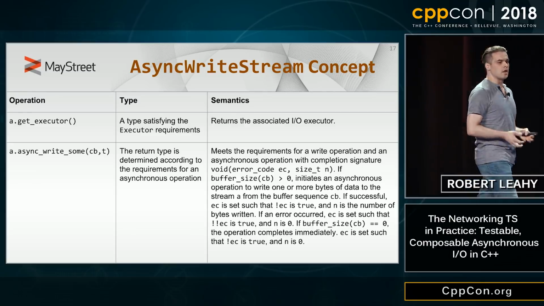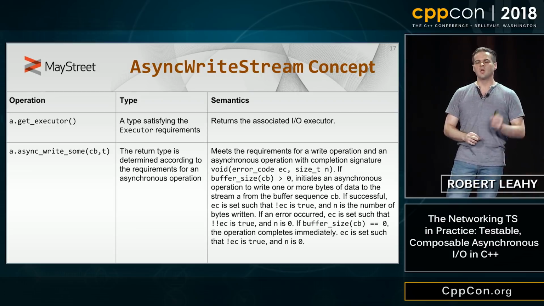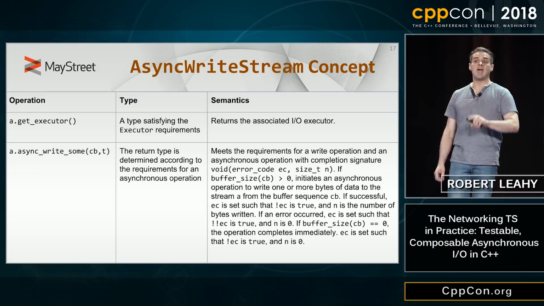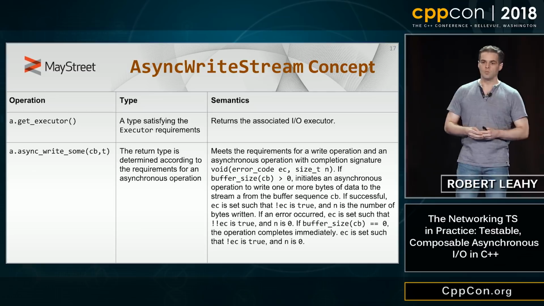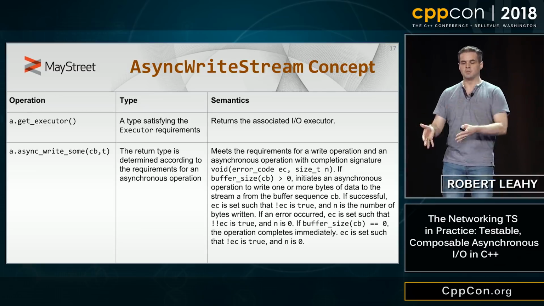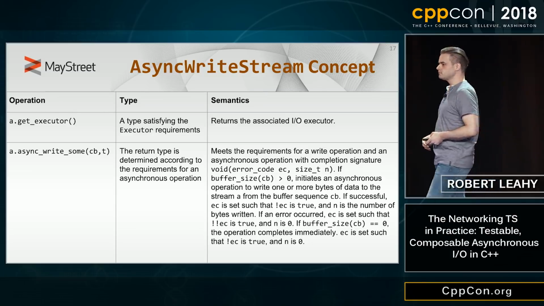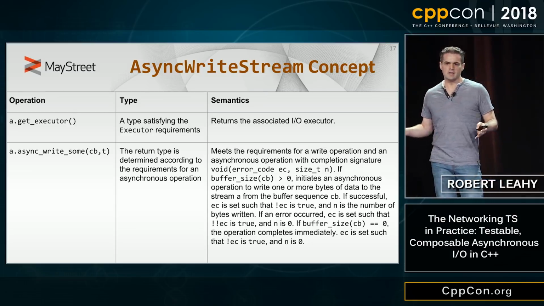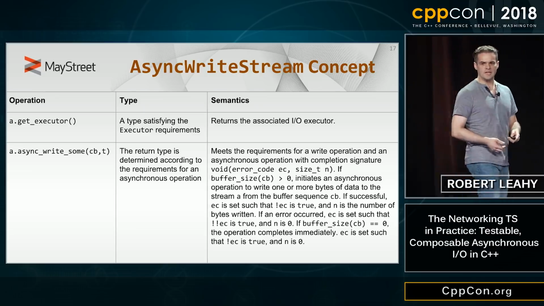It places requirements on everything that purports to be an async write stream. It says if you are an async write stream, you must have a nullary member function get_executor, which returns the executor associated with you. And you must have a binary member function, async_write_some, which takes a const buffer sequence and a completion handler and behaves kind of the way we expect a write operation to. The verbosity of this slide is a side effect of the fact that I shamelessly copy-pasted it from the networking TS itself, and therefore it's filled with standardese.